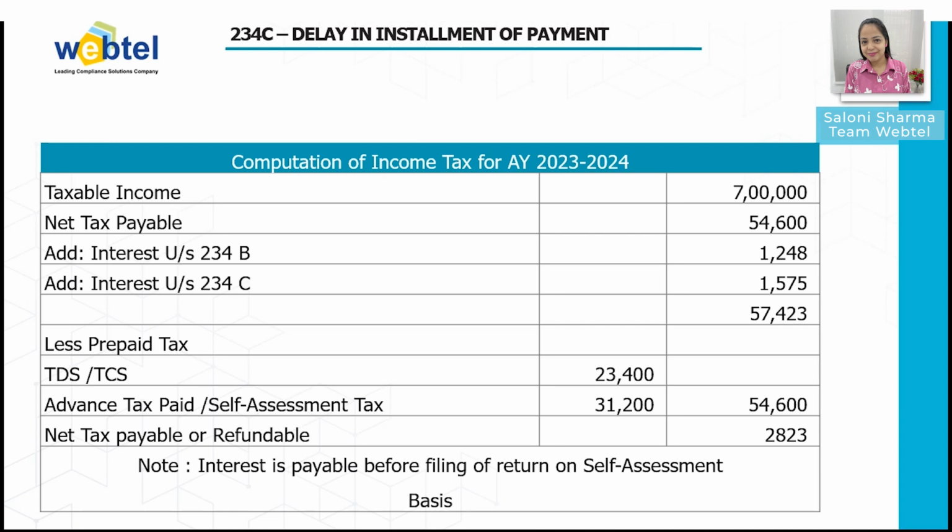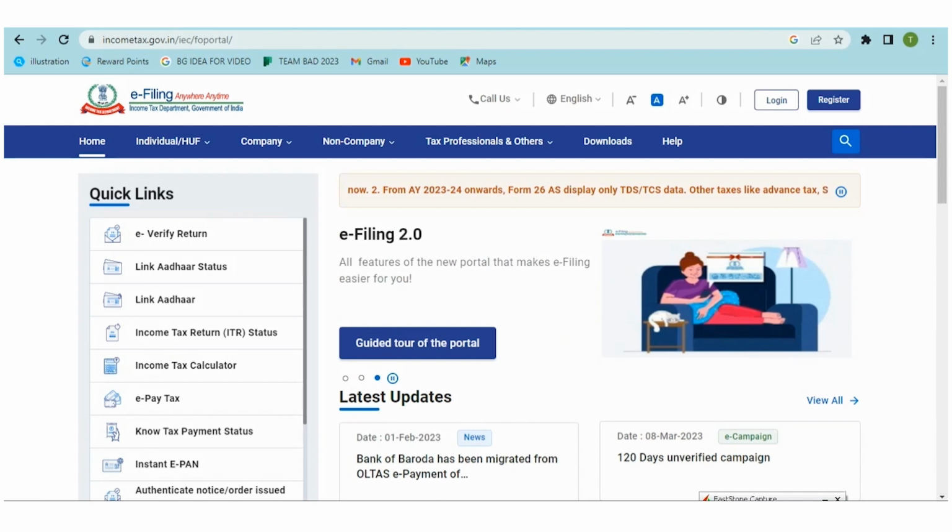So this is all about the interest calculation under section 234B and 234C. So don't waste time. Hurry up and pay your taxes before the 31st March to avoid any interest penalties for the assessment year 2023 and 2024. Now let's discuss how to make the payments of advance taxes.